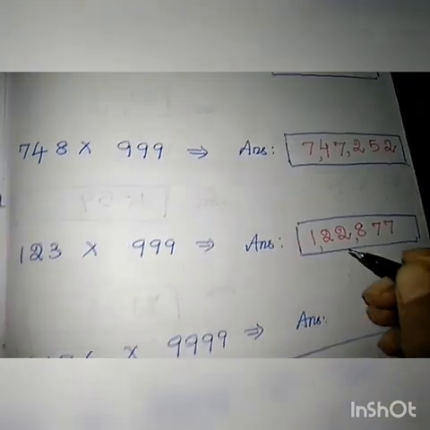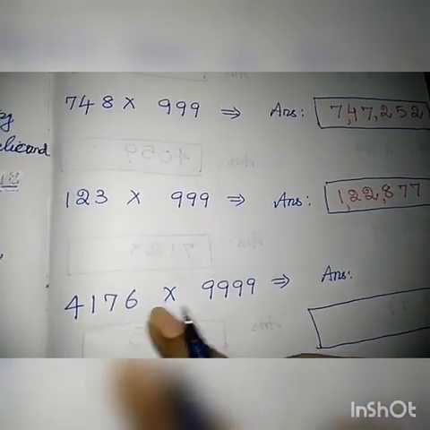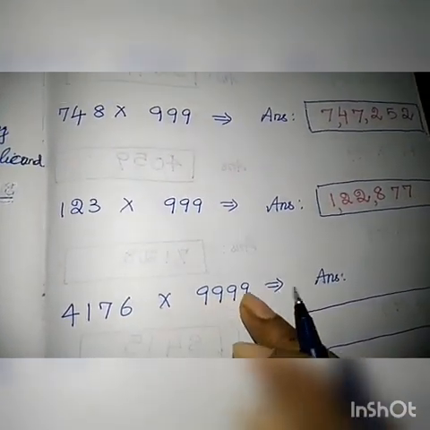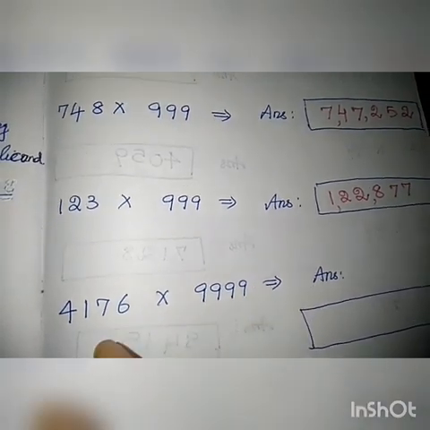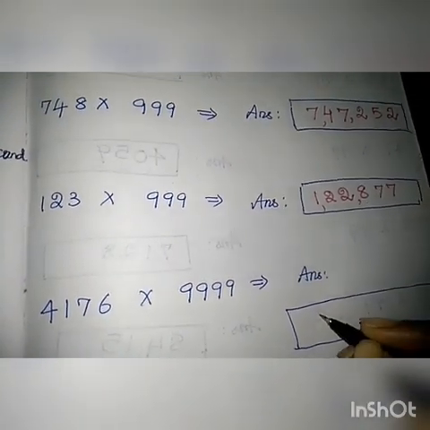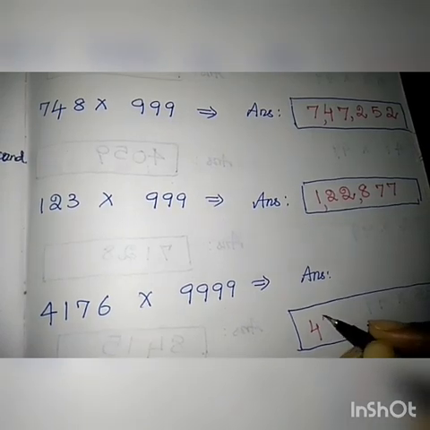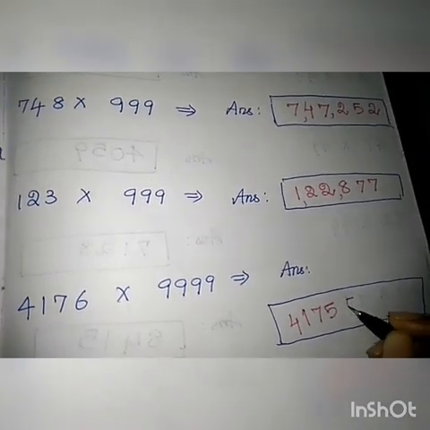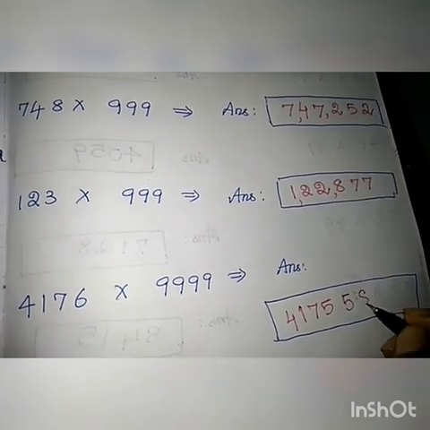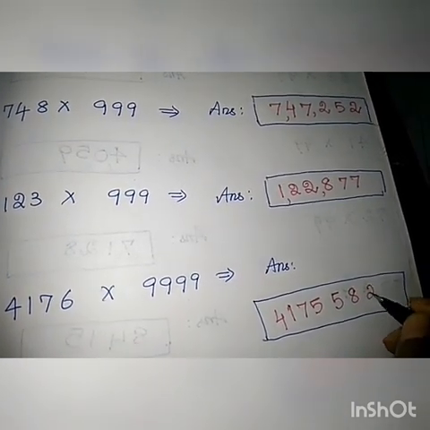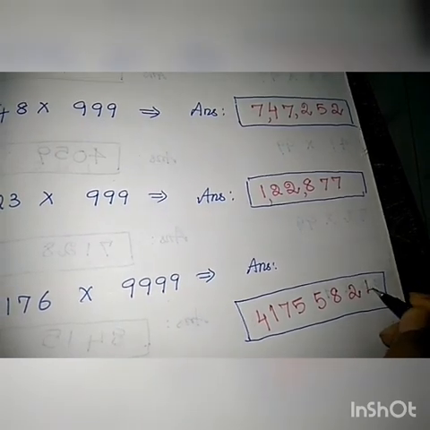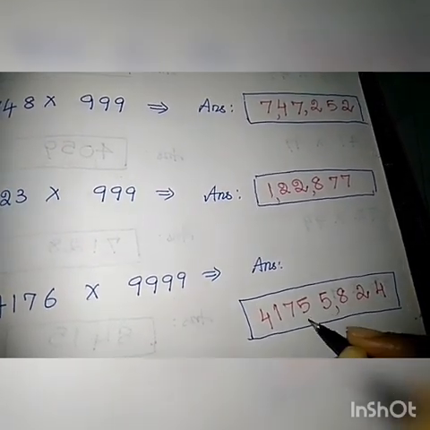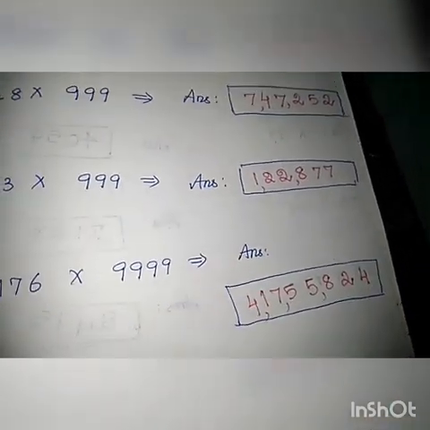Simply my answer. The next one, 4176 into 9999. Here 4 digits, here also four 9s. So the preceding number is 4175. Then first 9 minus 4 is 5. Next 9 minus 1 is 8. The third 9 minus 7 is 2. Fourth 9 minus 5 is 4. Finally, my answer is this.